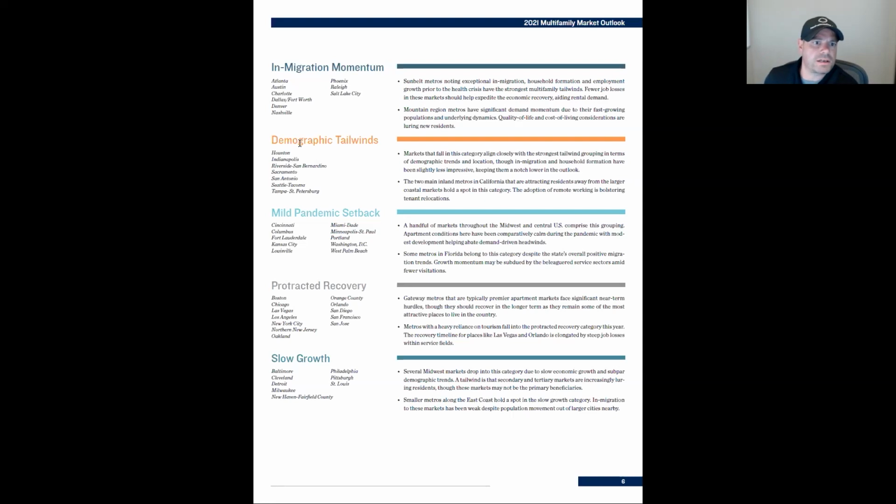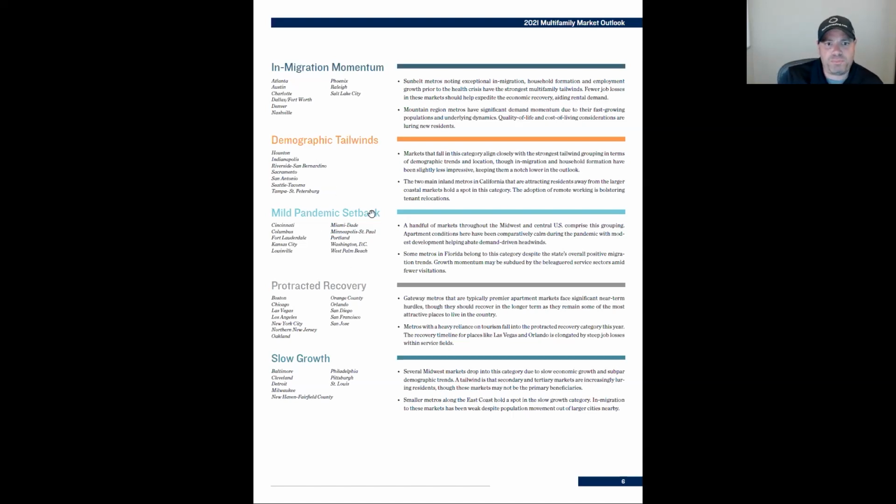And let's make a couple notes here. And then demographic tailwinds. These are just ones that fall in the category aligned closely with the strongest tailwind groups above, but they're not quite as strong. So they're still doing well. They still have that tailwind, but they're not quite as good as these top ones. And that's Houston, Indianapolis, Riverside, San Bernardino, Sacramento, San Antonio, Seattle, Tacoma, Tampa, St. Petersburg.